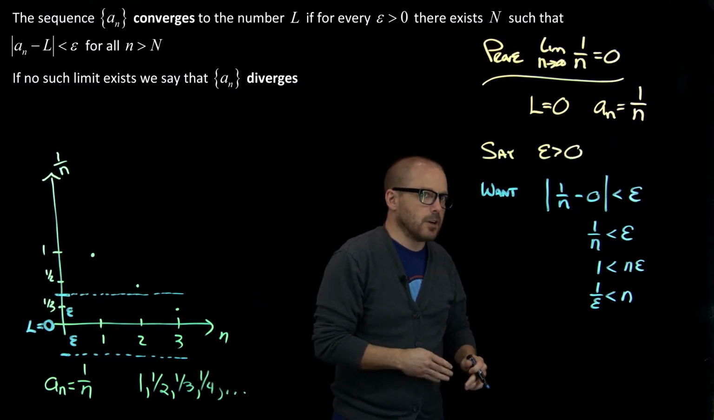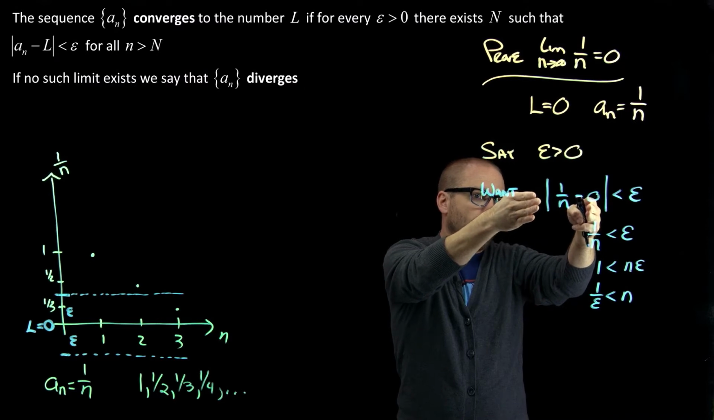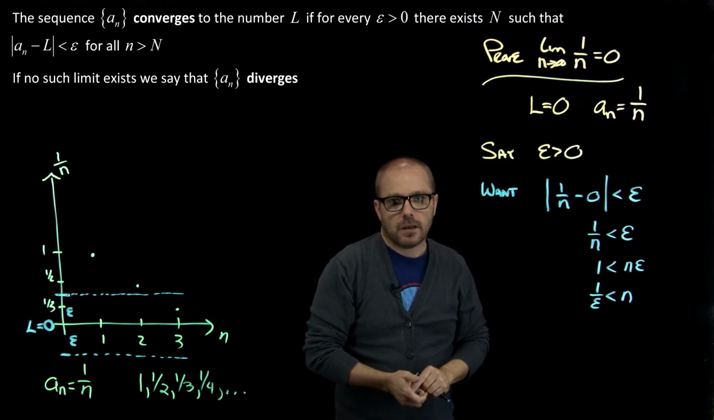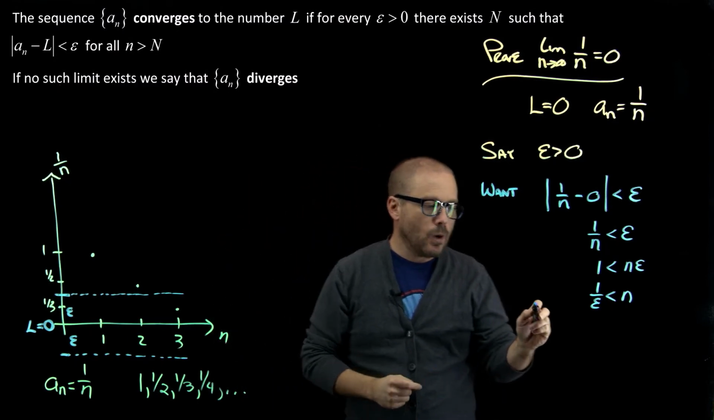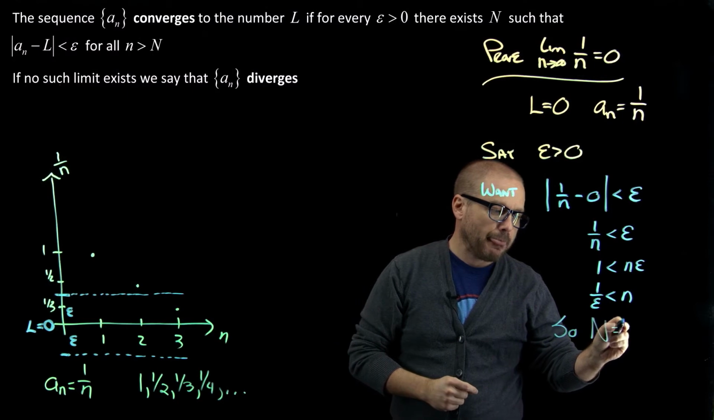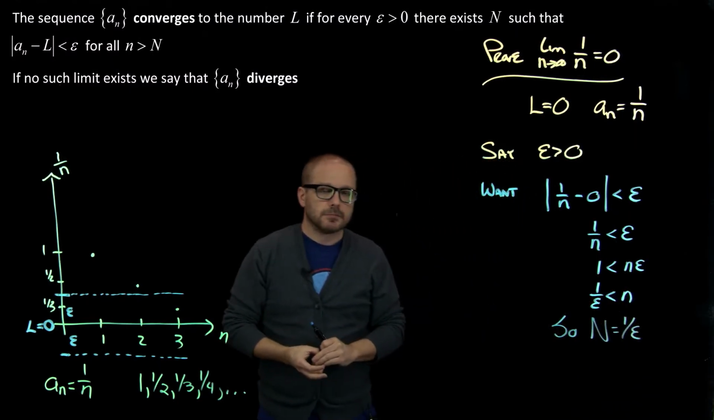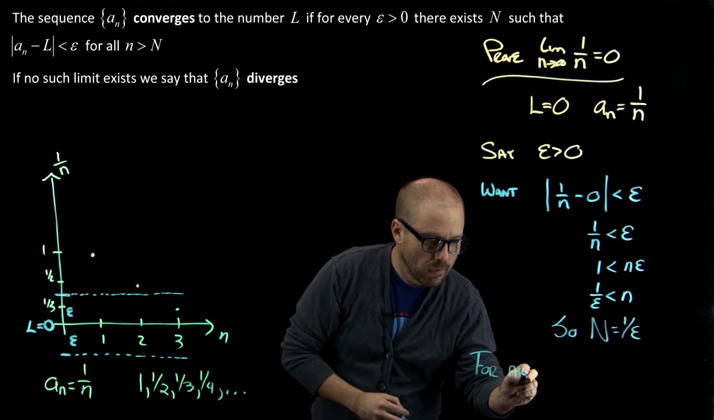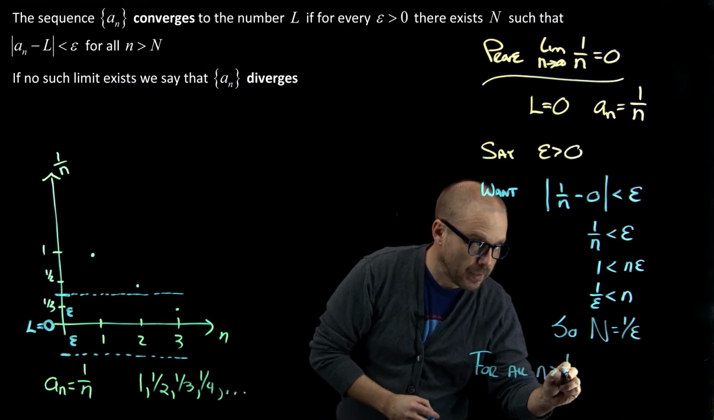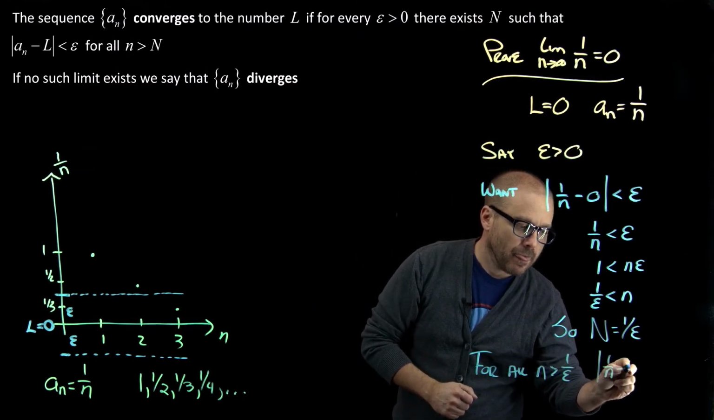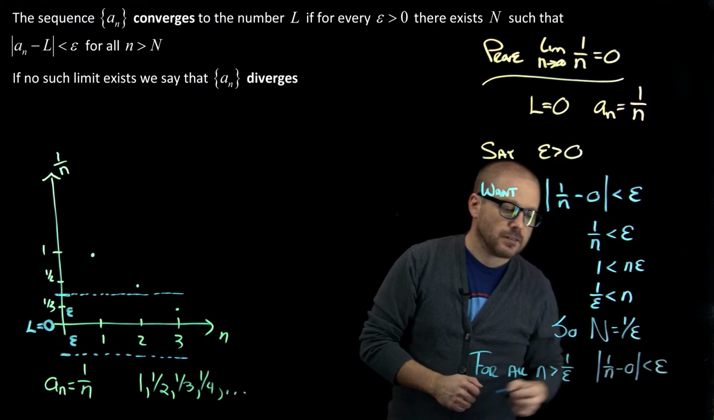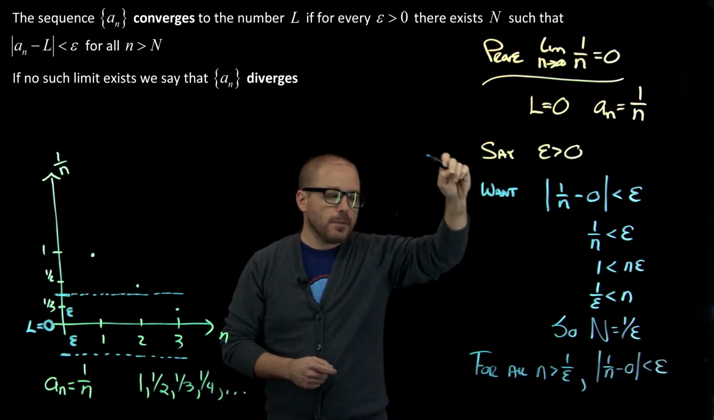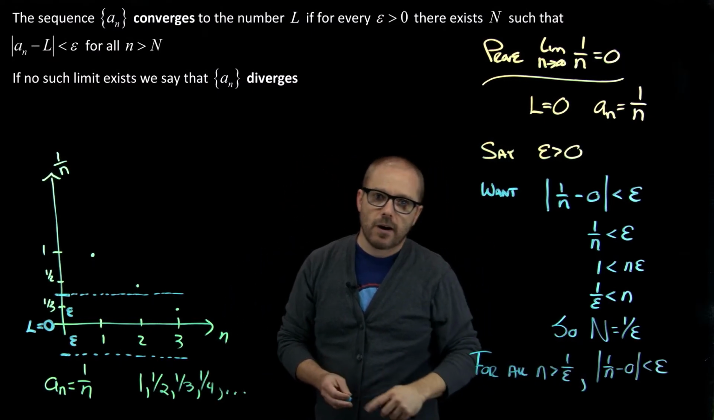So what did I just argue? I just argued that if I want this to be true, if I want all my values to be within epsilon of L, I have to go out to n bigger than 1 over epsilon. So what we've done is we've found that big N. In other words, for all natural numbers bigger than 1 over epsilon, that statement will be true. And so what we've proven is that really is the limit, because no matter how small an epsilon you pick, I can tell you how far out we need to go.